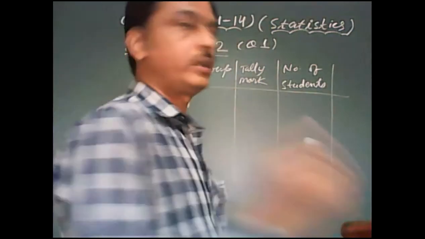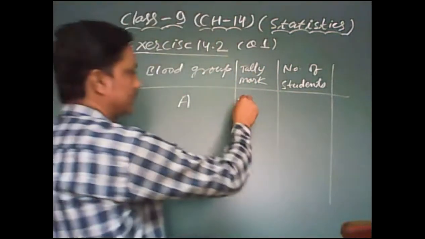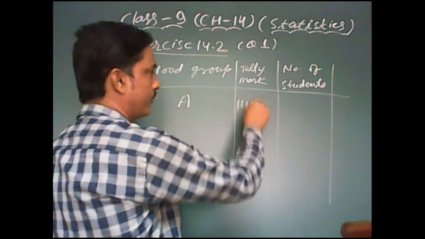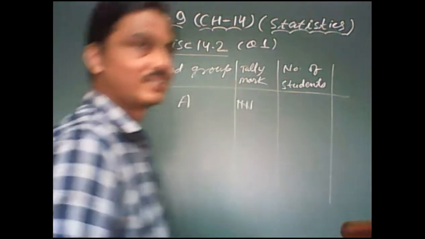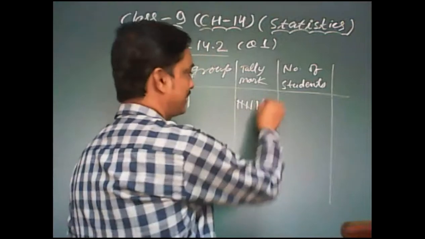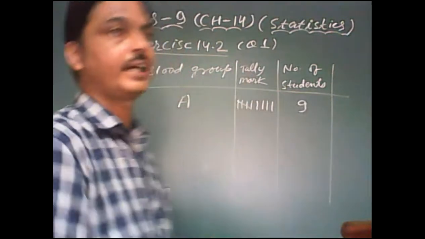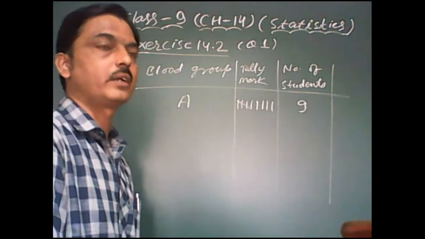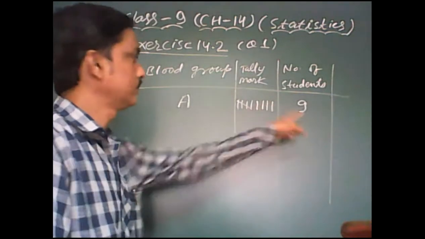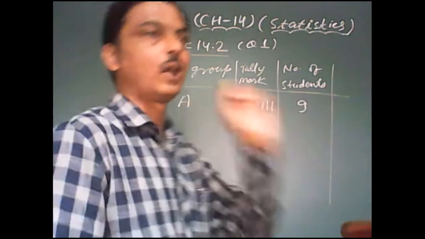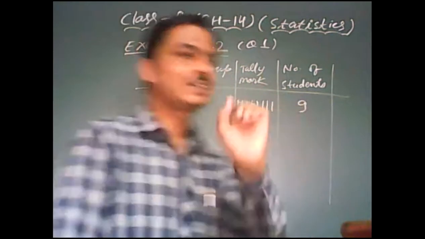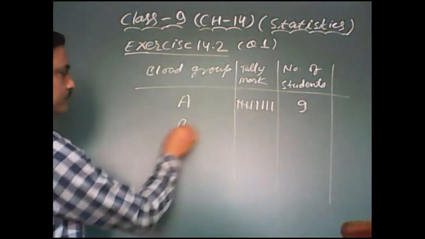1, 2, 3. And I use tally mark. 1, 2, 3, 4, 5. Yes. And then 6, 7, 8, 9. There are 9 with blood group A, right? You can count carefully. And then the next blood group is B.